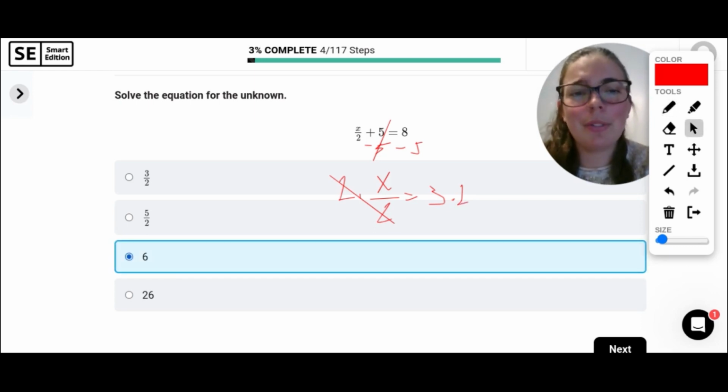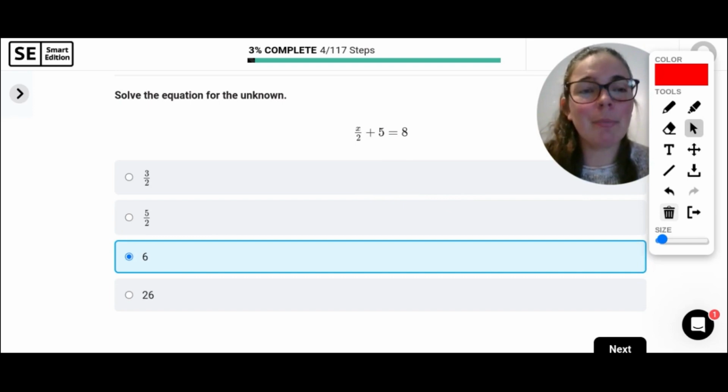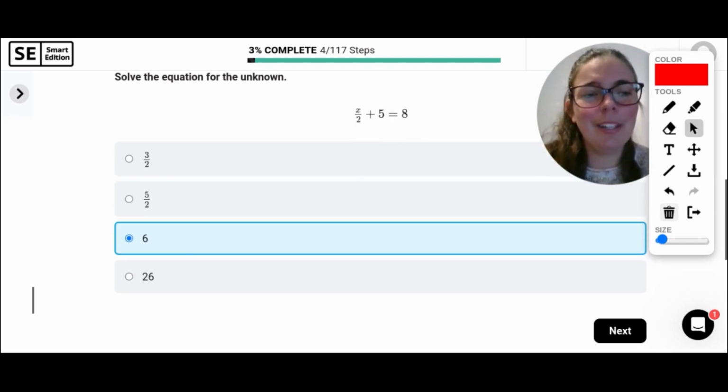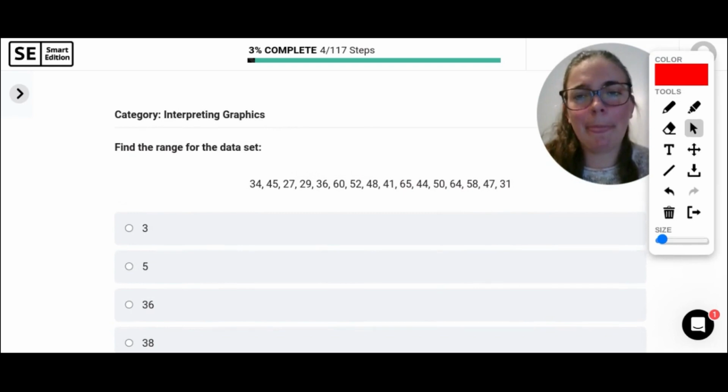So x equals 6. You can plug it back in. 6 divided by 2, which is 3, plus 5 does equal 8. So a lot of the times, if you just take an extra 10 seconds, you can plug in your answer and make sure you have it correct.